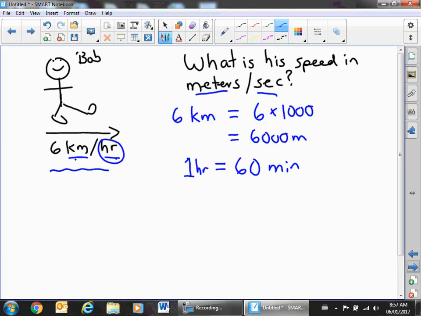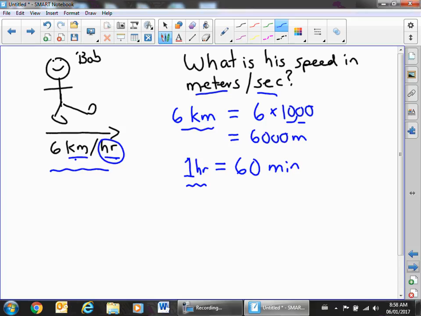Since we know that there are 1,000 meters in a kilometer, if we take 6 and multiply it by 1,000, we're going to get 6,000 meters. So that is the amount of distance that he covered over the course of the 1 hour. Now, for the other unit, we've got 1 hour, and we know that 1 hour is the equivalent of 60 minutes.